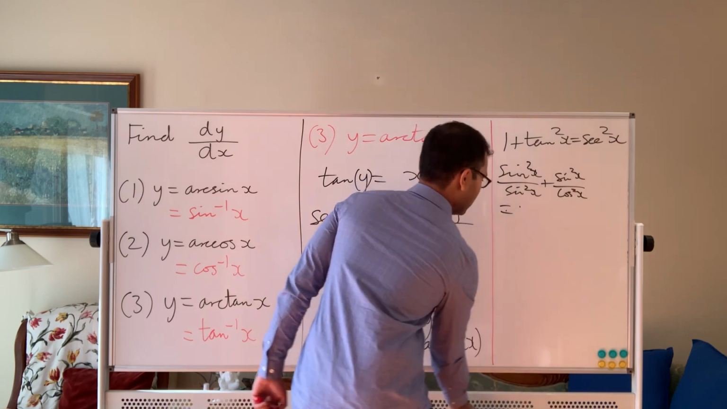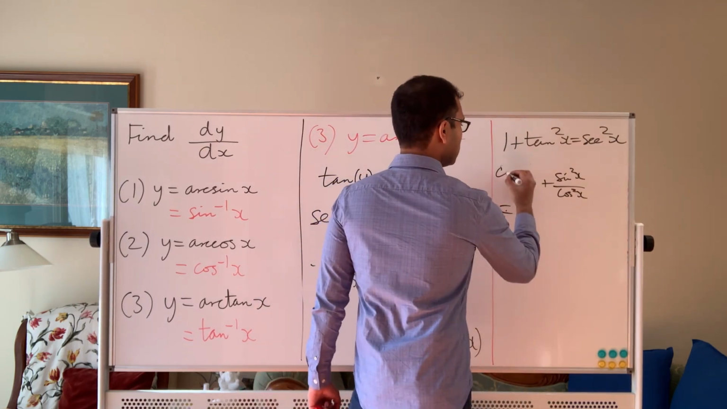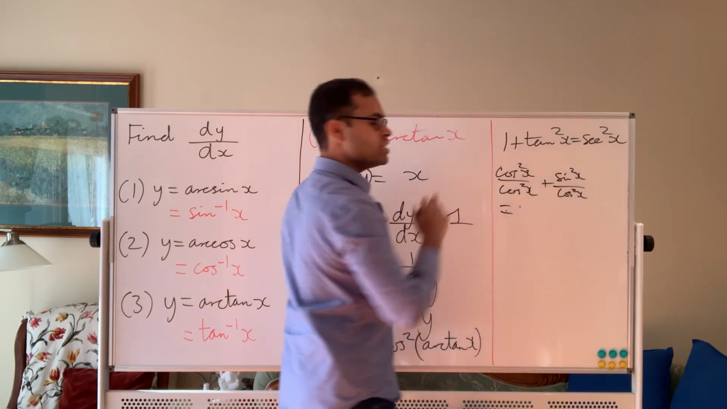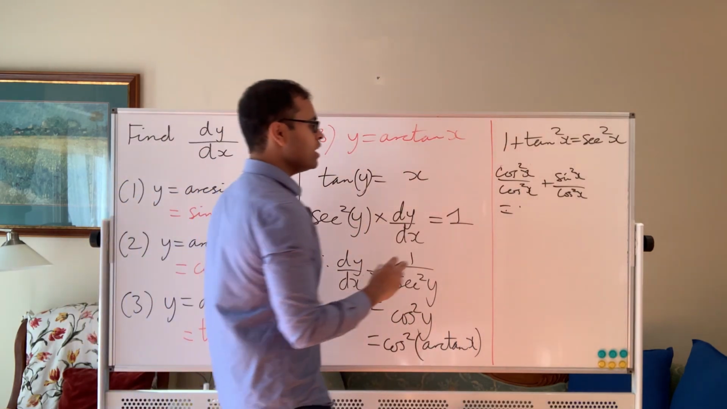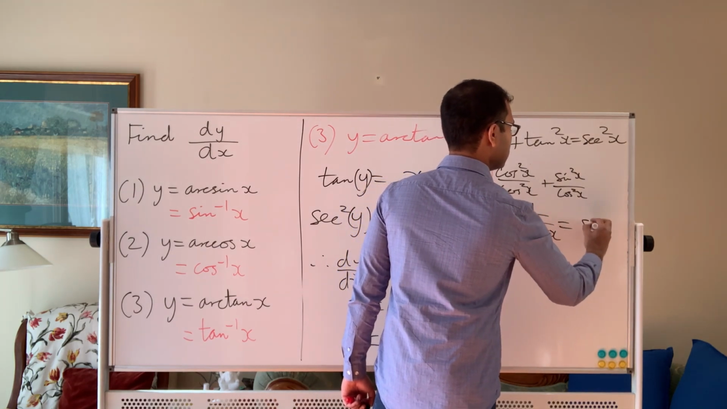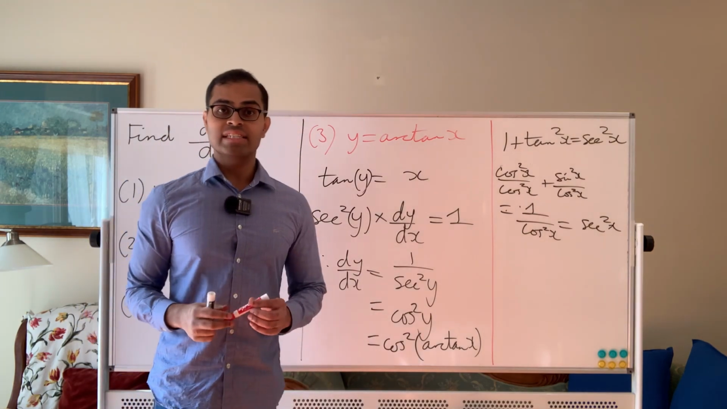Oh, sorry, my apologies, it's going to be cosine squared x there. So it's going to be sine squared x over cosine squared x plus cosine squared x over cosine squared x. And using the fact that sine squared plus cosine squared is 1, that's just going to equal 1 over cosine squared x, which is just secant squared x. Okay? So we know that 1 plus tan squared x is secant squared x.